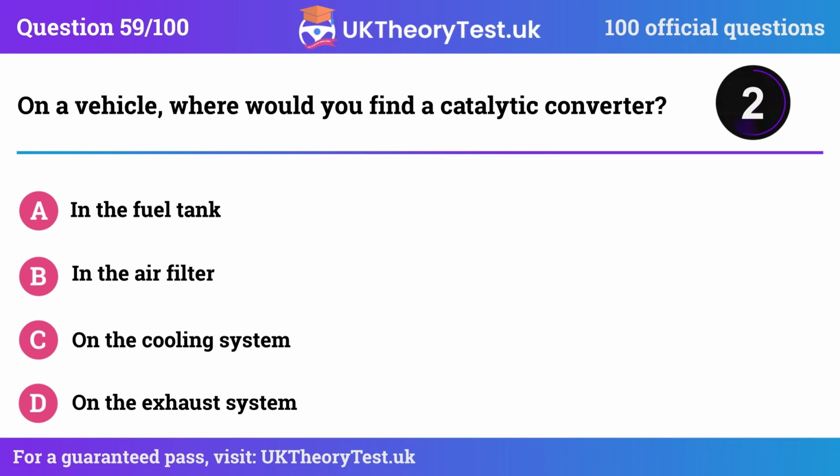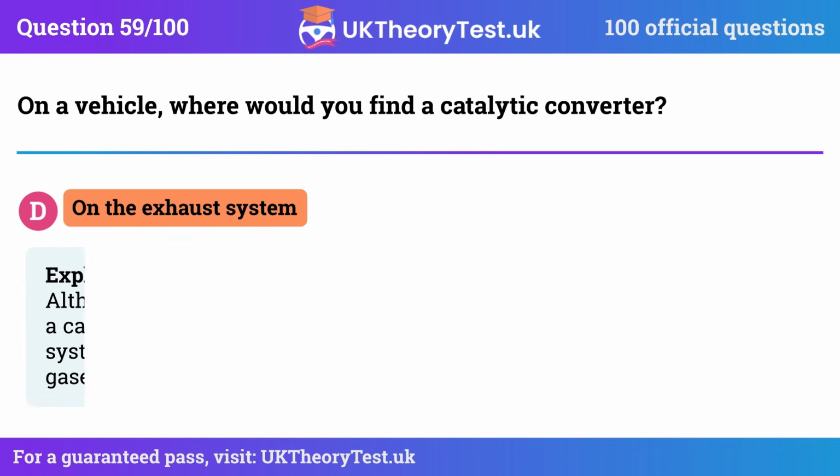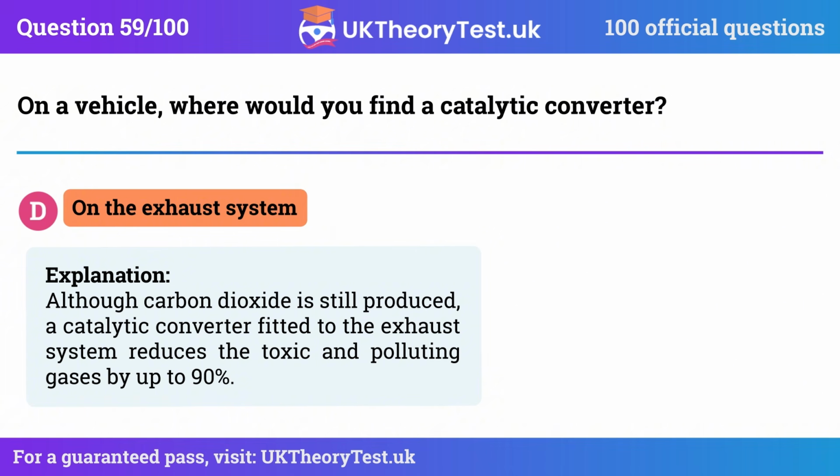The correct answer is D. On the exhaust system. Explanation: although carbon dioxide is still produced, a catalytic converter fitted to the exhaust system reduces the toxic and polluting gases by up to 90%.